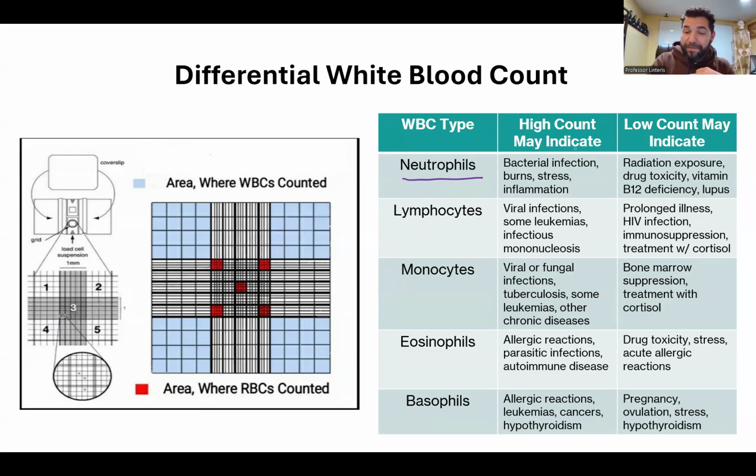If you had high amounts of neutrophils, being that they kill bacteria, probably could be an indicator of bacterial infection, etc. And then obviously each of these counterparts has a low count. If you had high amounts of lymphocytes, perhaps some type of leukemia, infectious mononucleosis, which we'll talk about, viral infections, high amounts of monocytes, perhaps viral or fungal infections, etc. Eosinophils, some type of allergic reaction, as is basophils.